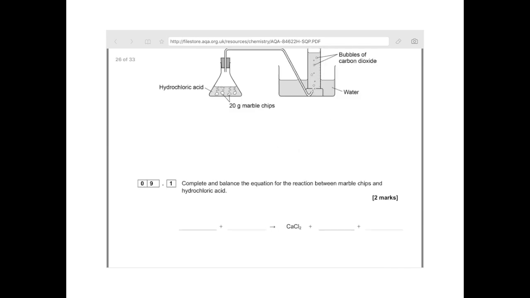Anyway, I digress. Complete and balance the equation for the reaction between marble chips and hydrochloric acid. Never mix your symbols here. We've got symbols and words, and we can see straight away that we need symbols because of calcium chloride. So first of all, we've got hydrochloric acid, which is HCl. The formula of marble chips is limestone, so that's CaCO3. And then that produces carbon dioxide and water.